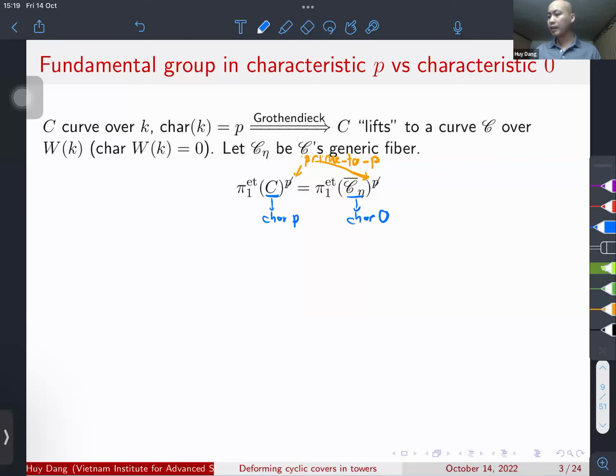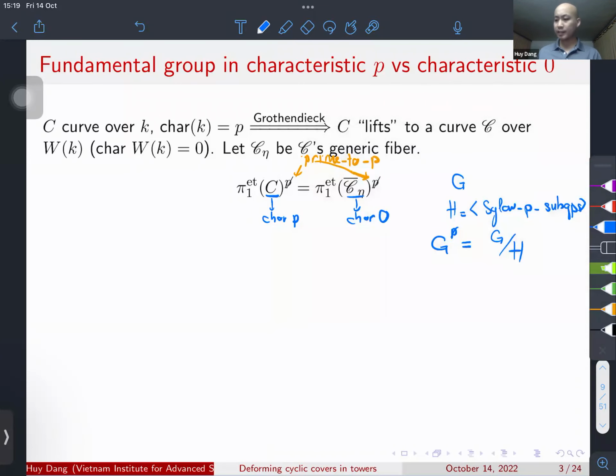If you start with any finite group G, then you can take the subgroup H generated by the p-subgroups. That is going to be a normal subgroup. So the prime-to-p part of G is nothing but the quotient of G by H. And because the étale fundamental group is profinite, you can extend the definition of the prime-to-p part to a profinite group. Any question so far?